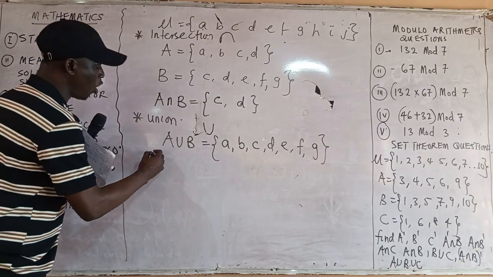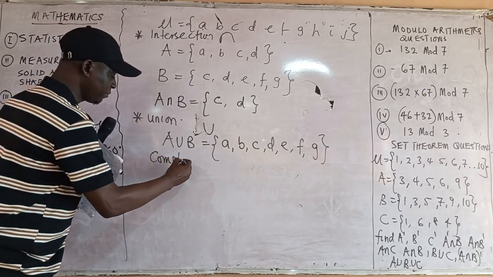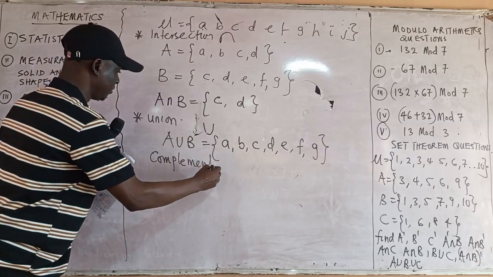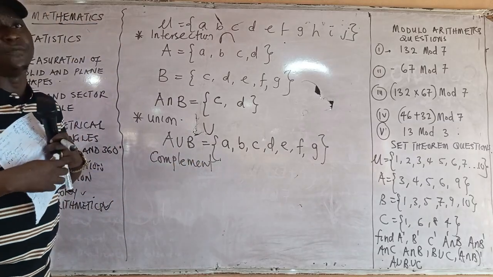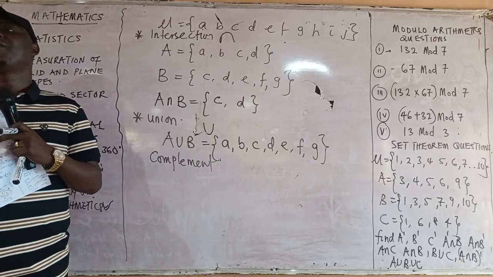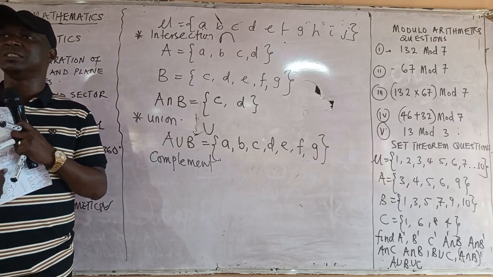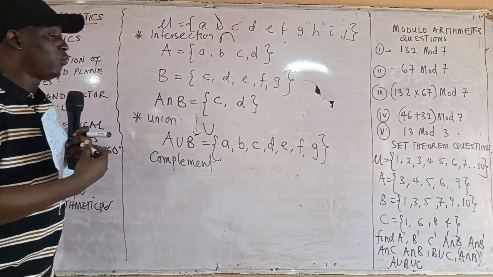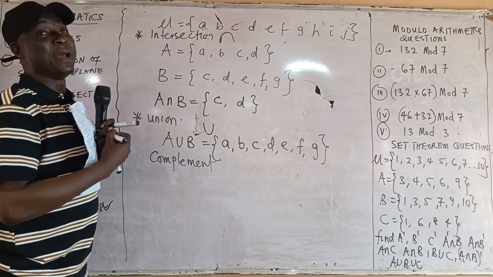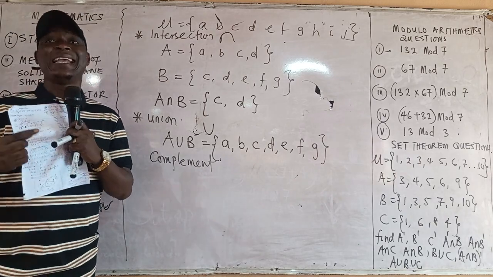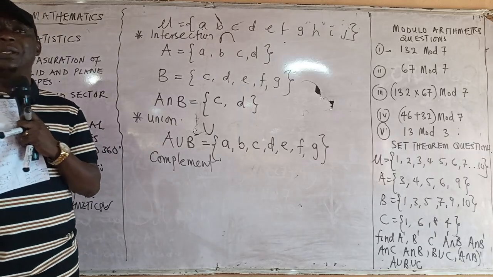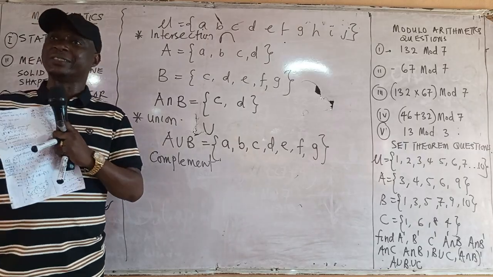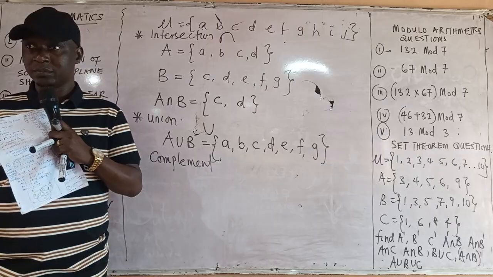Then we have another one called complement, the complement of a set. Now, what is complement? Please, I don't want distraction, and as you listen, God bless you. Complement means what is in the universal set that is not in the set given.